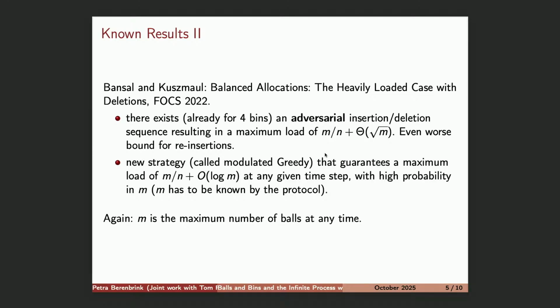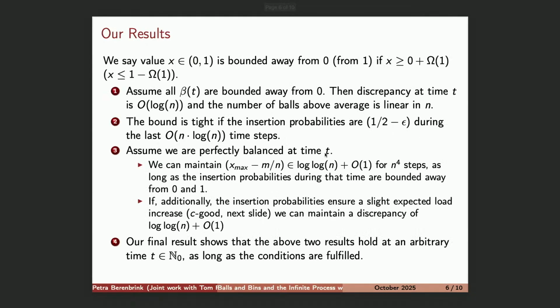So our goal in this work was to see what happens if not an adversary determines the insertions, but everything is completely randomized. And our results are the following. We show several results, and if I say that the value x is bounded away from 0 or 1, I mean it's larger or equal 0 plus theta of 1. I think it's pretty clear.